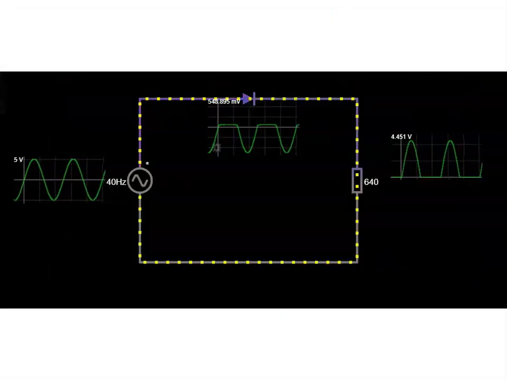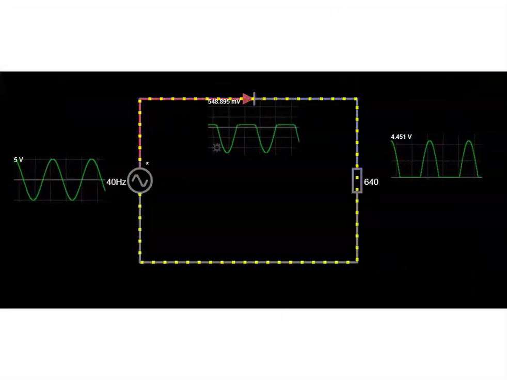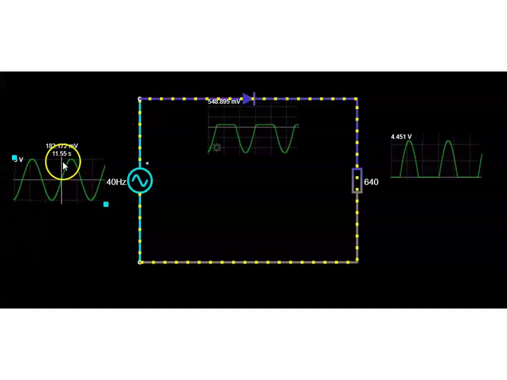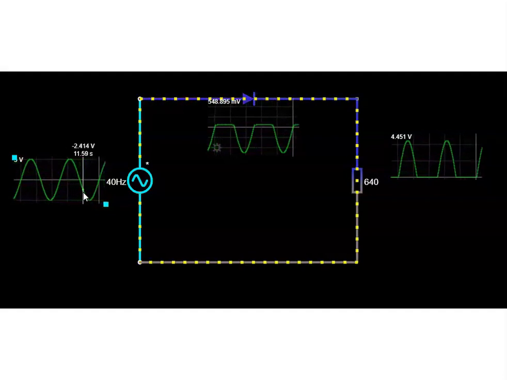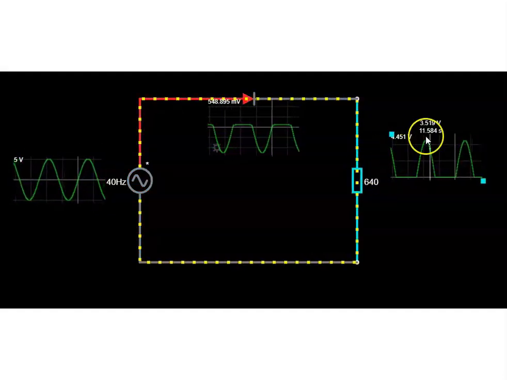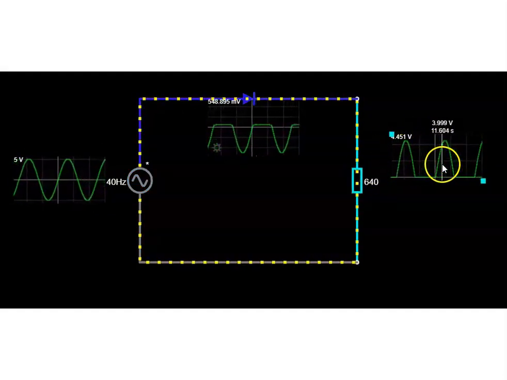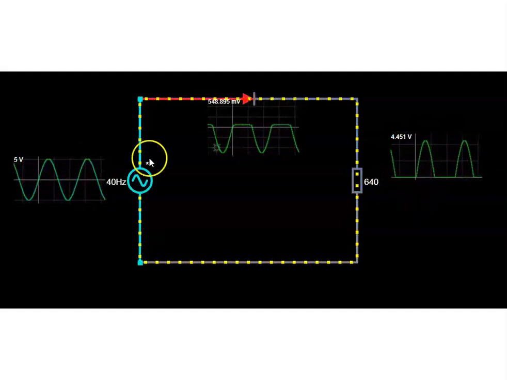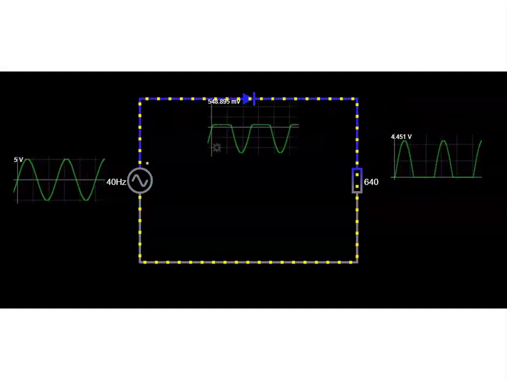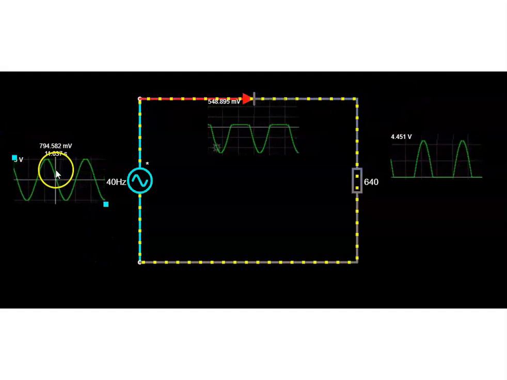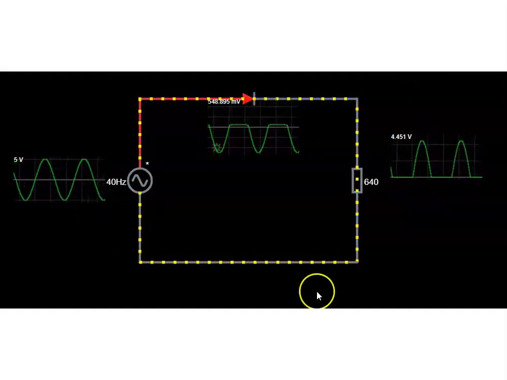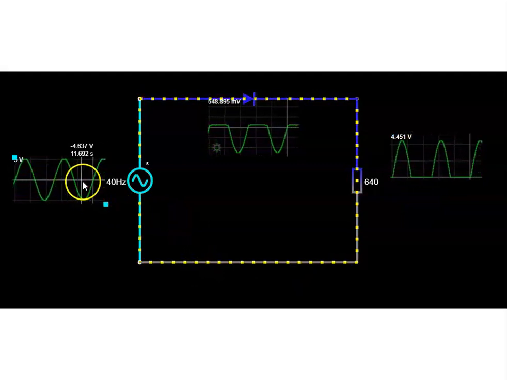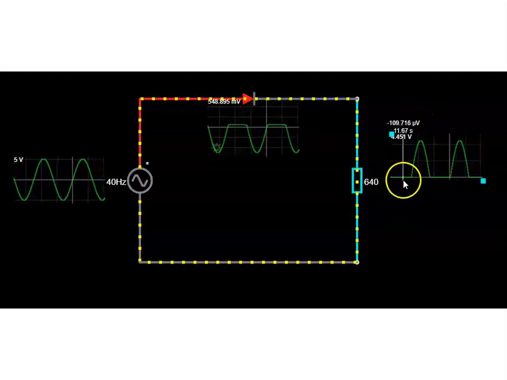Now let's see the different voltage waveforms for the half-wave rectifier circuit. This is the input signal, that is nothing but the voltage across the secondary winding of the transformer, whereas this is the output waveform of the half-wave rectifier circuit. And if you observe the input and output waveform, during the positive half cycle of the input, the voltage across the load resistance is the same as the input, whereas during the negative half cycle, the voltage is 0.